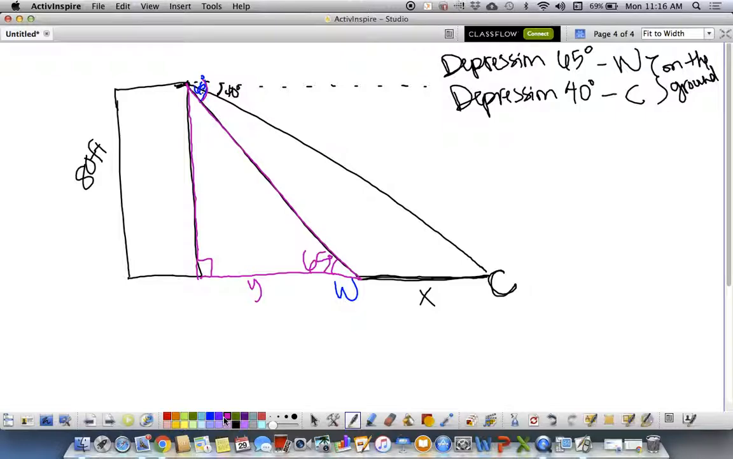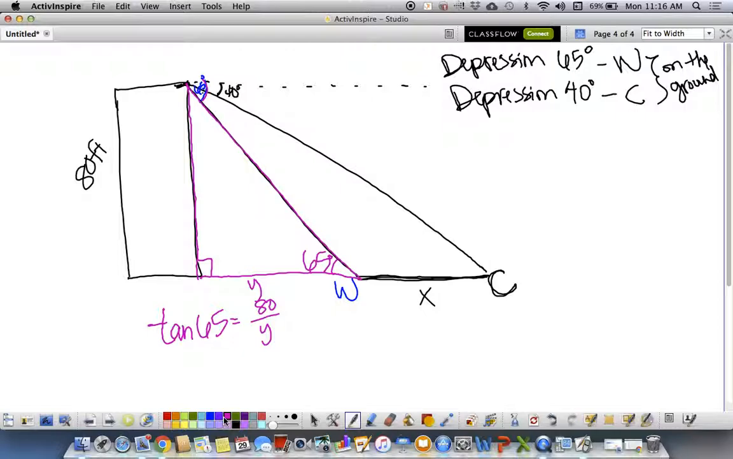So what are we writing? What's our trig function? Trig equation. Tangent is opposite over adjacent. So in an equation, tan of an angle. Tan 65 equals what? 80 over y.